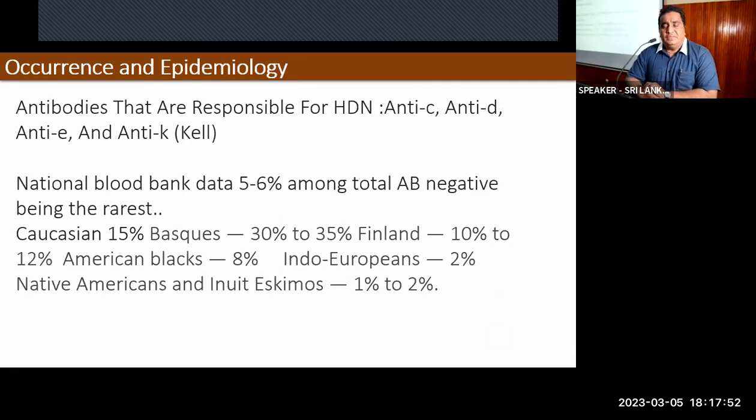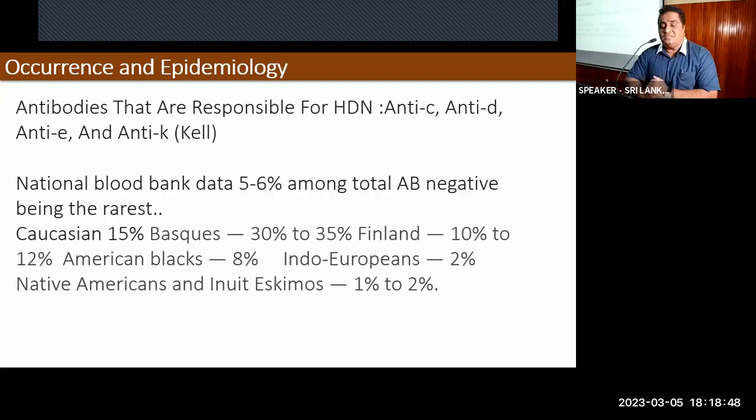If you look at the occurrence and how the disease pattern spreads in this world, the antibodies responsible for hemolytic disease of the newborn or isoimmunization are generally anti-C, anti-D, that is Rh, anti-E and anti-K, that's called the Kell antigen. So even if you are Rh positive, you would understand there are so many other antigens. Sometimes you may not be ABO incompatible, Rh also not incompatible, both compatible, but still they can get red cell antibodies. Those arise from anti-C, anti-E and anti-K.